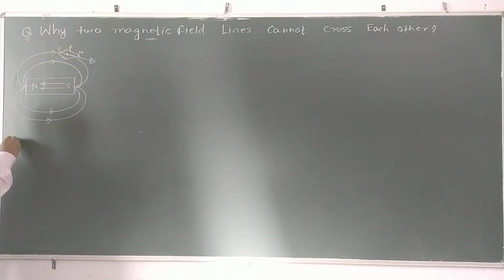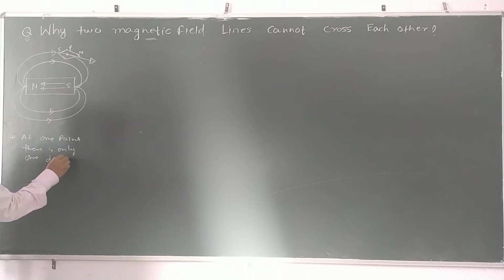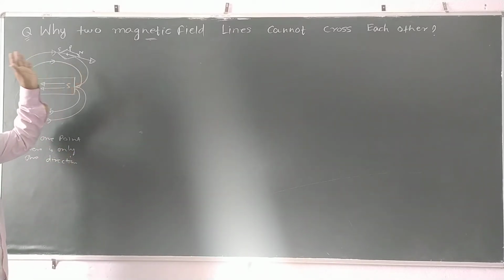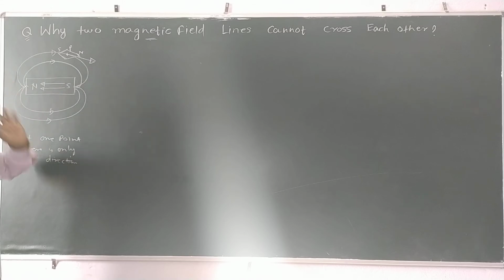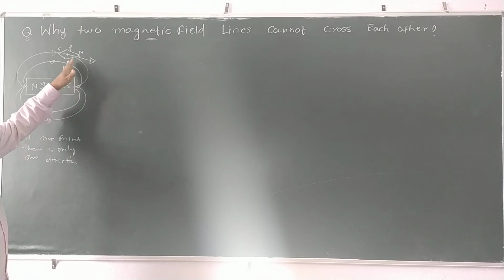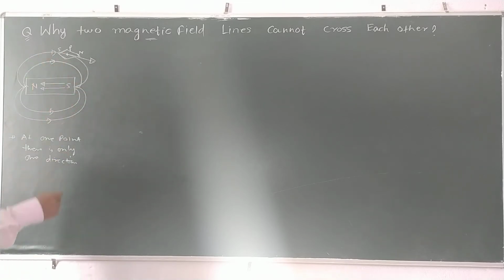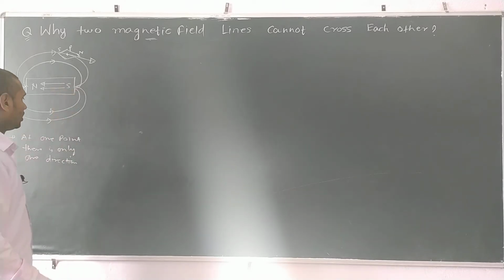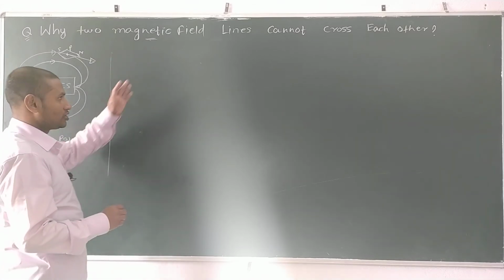So we can write here that at one point there is only one direction, and that direction will be indicated when we put a compass needle there, or draw a tangent. The tangent will give the direction of the magnetic field line, or the north pole of the compass needle will indicate the direction of the magnetic field. On the basis of this theory, we have to answer this question.